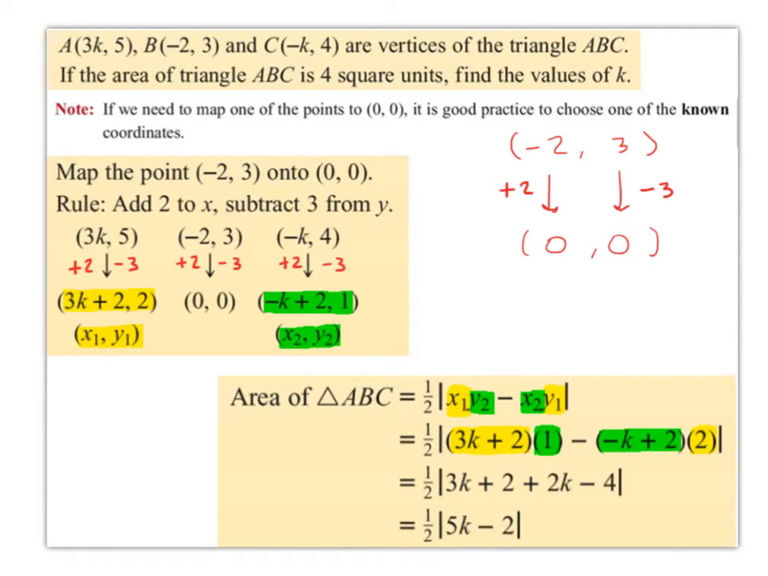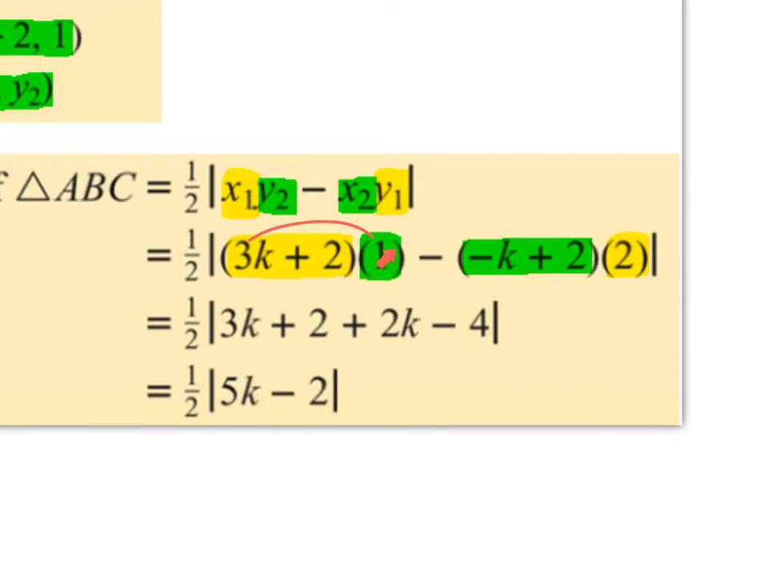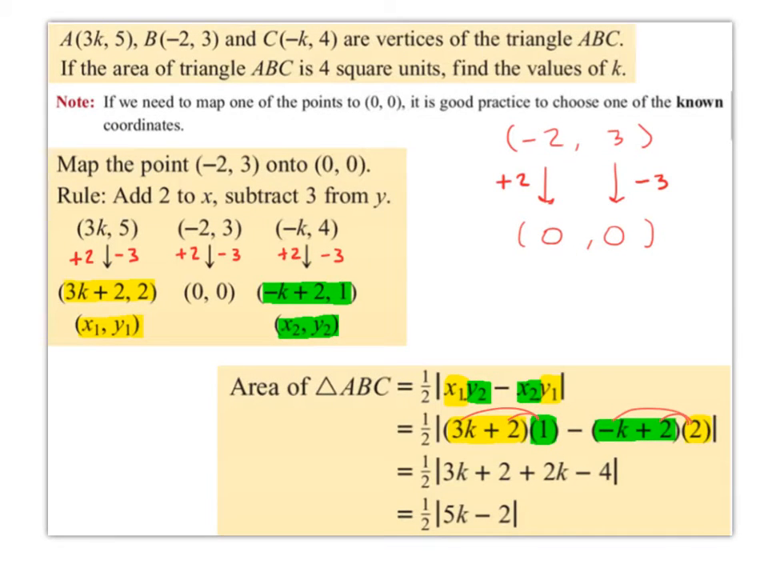Next we multiply out the brackets. 3k multiplied by 1 is 3k. And 2 multiplied by 1 is 2. Then minus k multiplied by 2 is minus 2k. And then multiplying in that minus, we end up getting a minus times a minus, which is plus 2k. Then 2 times 2 is 4. And multiplying in that minus, we get minus 4. Then simplifying, 3k plus 2k is 5k. 2 minus 4 is minus 2. So we have half times the modulus of 5k minus 2. So now we have to find the values of k.